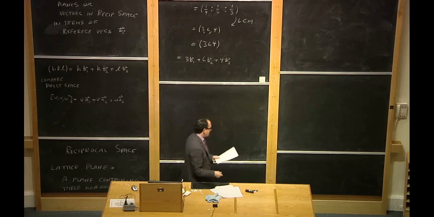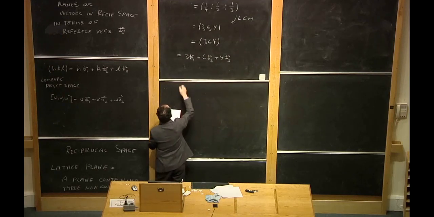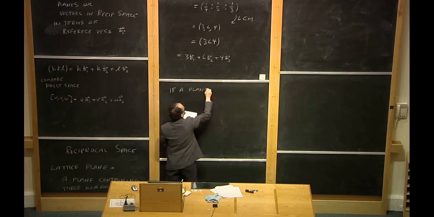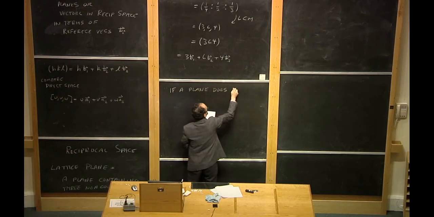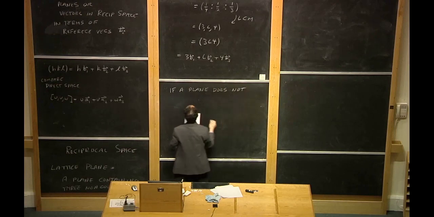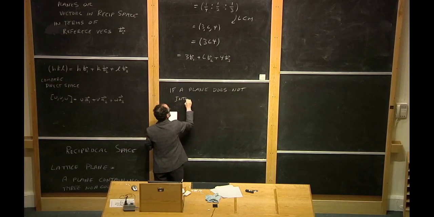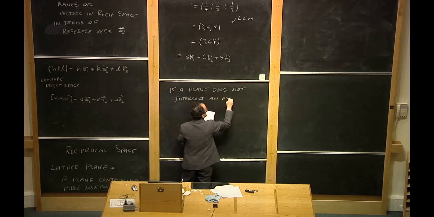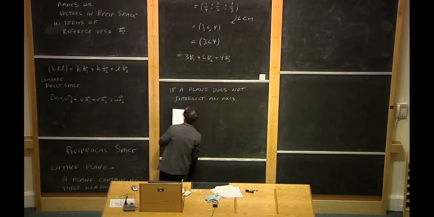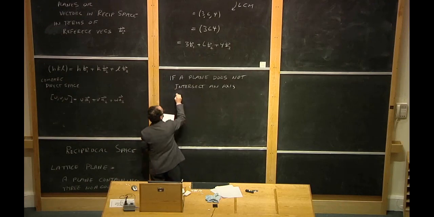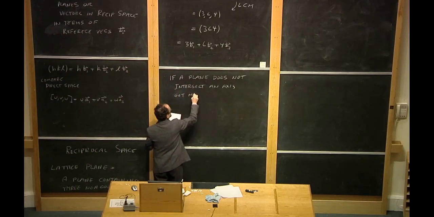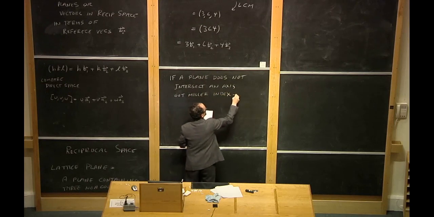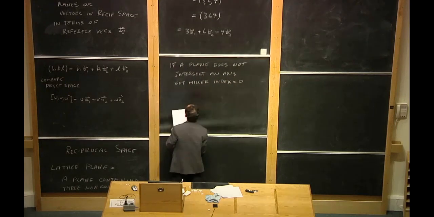There's some cases which are a little more complicated. If a plane does not intersect an axis, then you get a Miller index of 0. Let's see if we can explain why that is.